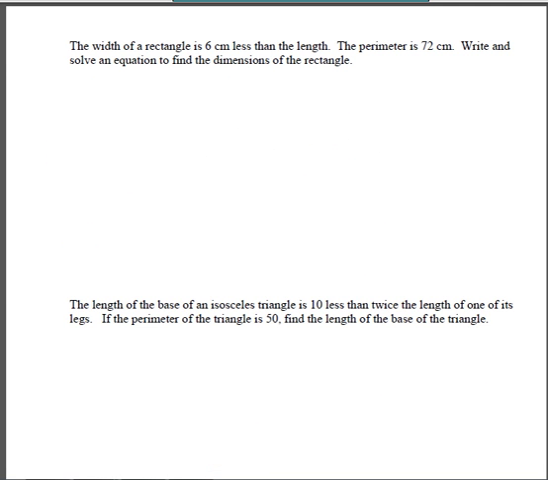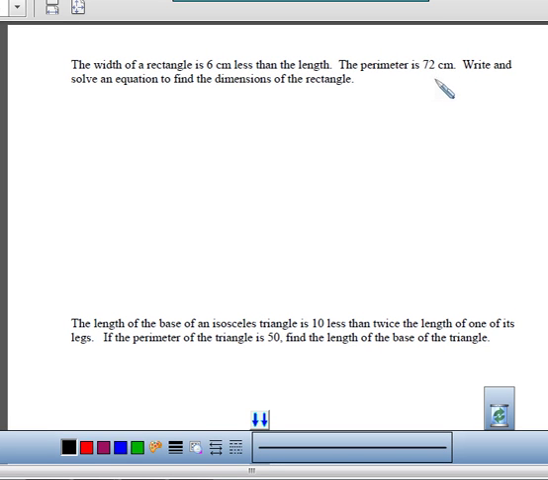So look over at page 32, and we have the width of a rectangle is 6 centimeters less than the length. The perimeter is 72 centimeters. Write and solve an equation to find the dimensions of the rectangle. All right, so there is what we're being asked to do. We're finding the dimensions of the rectangle.